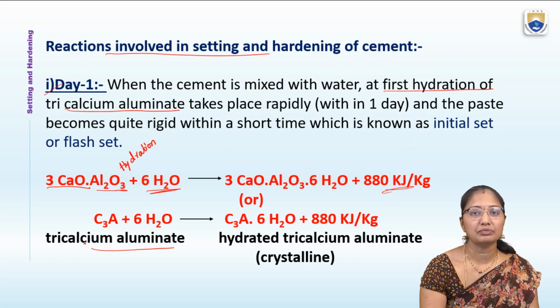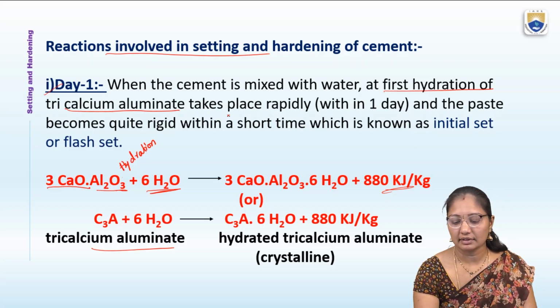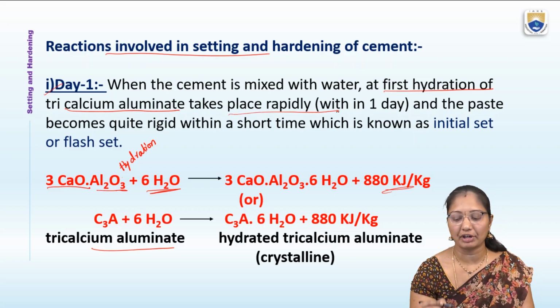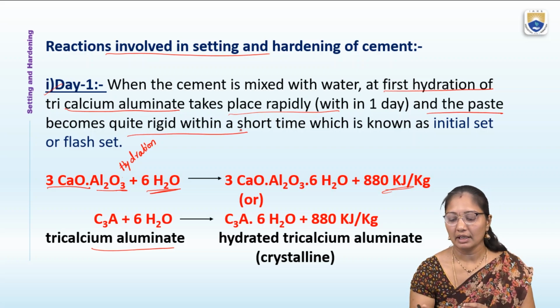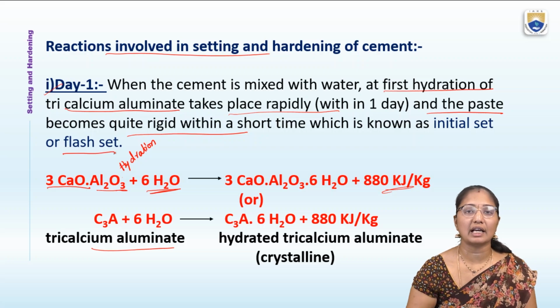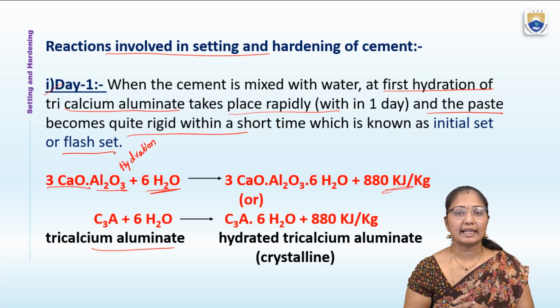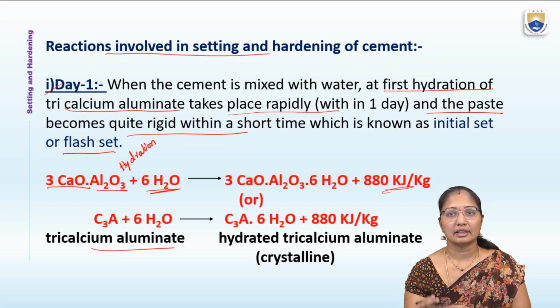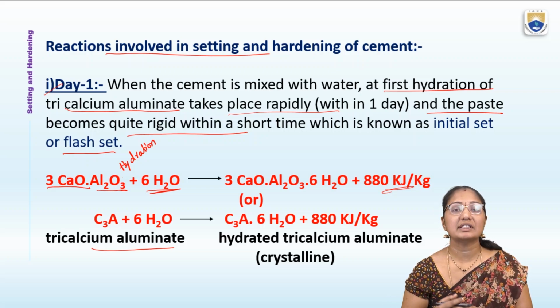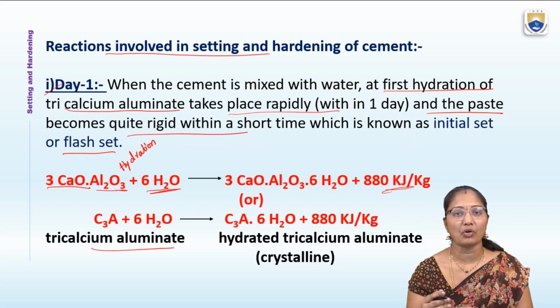On day 1, this takes place rapidly, and within a short time the paste becomes quite rigid, which is known as the initial set or flash set. The tricalcium aluminate reacts with the water molecules, resulting in hydrated tricalcium aluminate, which is a crystalline structure, in an exothermic reaction giving 880 kilojoules per kg of energy.